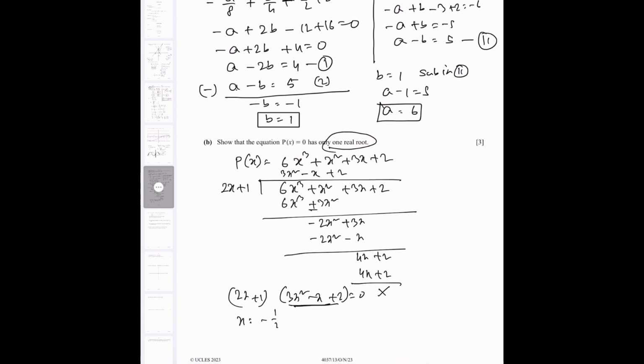let me check the discriminant of this one. b squared minus 4ac. b is minus 1, squared, minus 4 times 3 times 2. So 1 minus 24, that is minus 23. So less than 0, no real root. Okay, so there is only one real root, x equals minus 1 by 2. Okay, it's great.